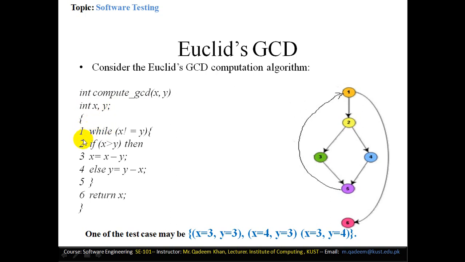This is the while loop. If x is greater than y, then x is equal to x minus y, else y is equal to y minus x. And then we have the return statement, return x. So this computes the GCD of two numbers x and y provided in the form of parameters in the compute GCD function. This is its equivalent CFG, control flow graph.